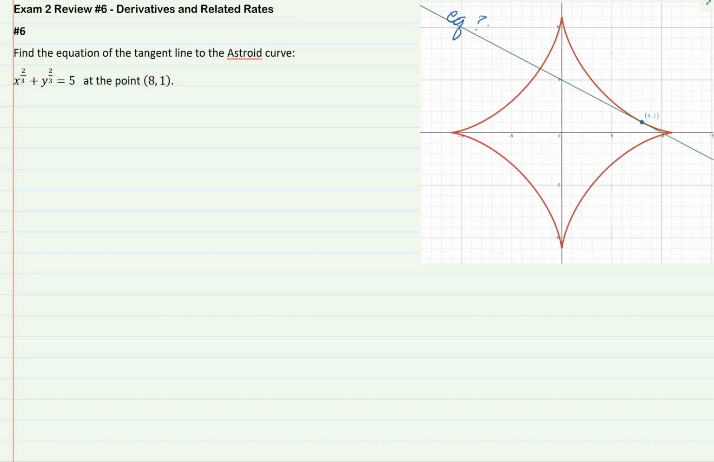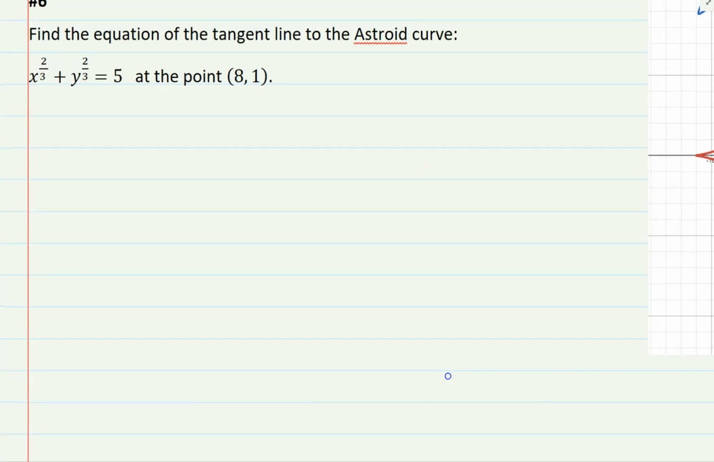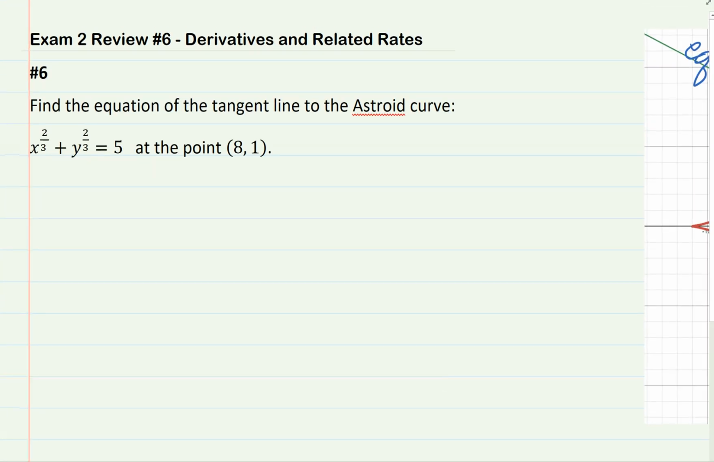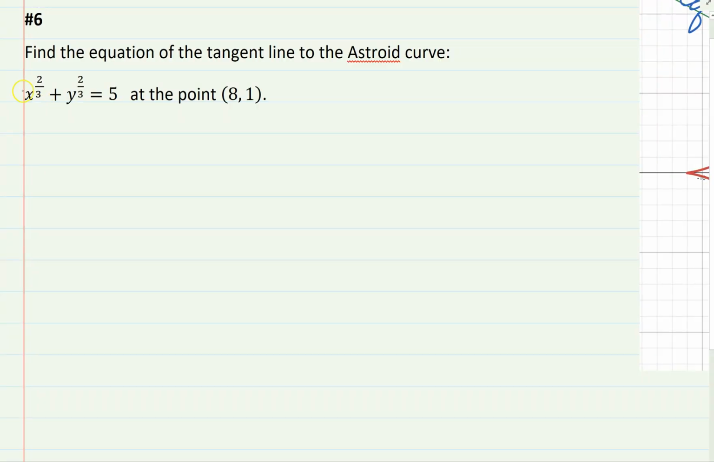Okay, so in order to do that, we need to find dy/dx. And in order to find dy/dx, we need to apply implicit differentiation. So what we're going to do really is take the derivative of both sides with respect to x. So d/dx, and take the derivative here with respect to x.